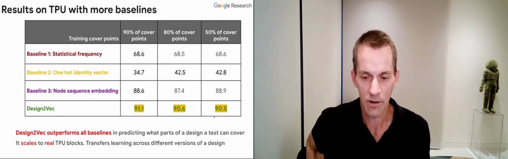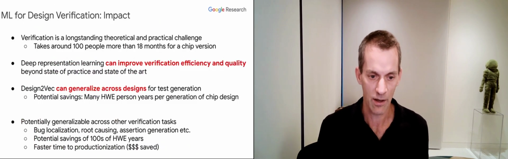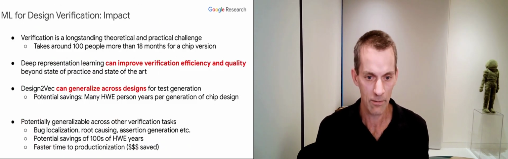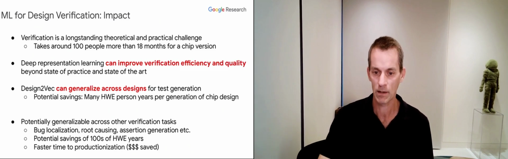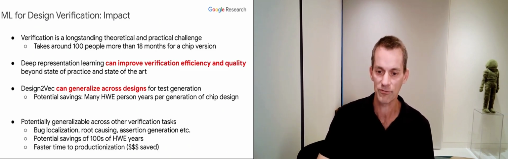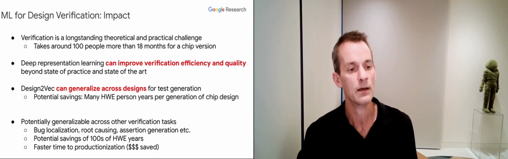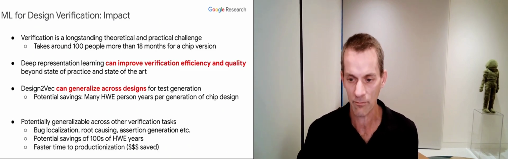And these are results on a commercial design, a TPU chip, where we actually have a few different baselines, and DesignToFact improves on all the different baselines in predicting what parts of a design a test can cover. Again, transfer learning across different versions of a design is something that was demonstrated in the paper.